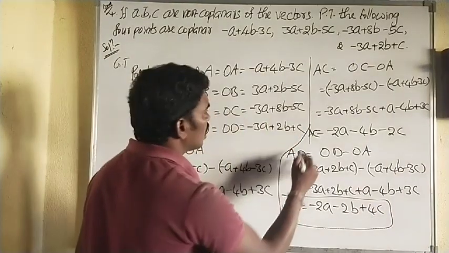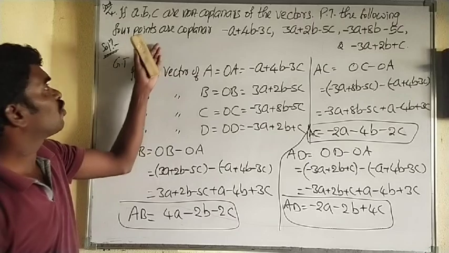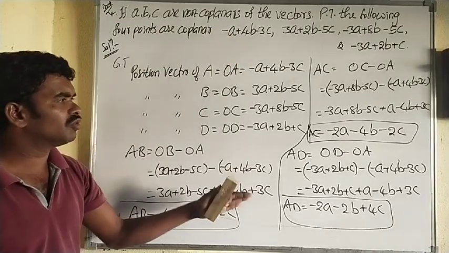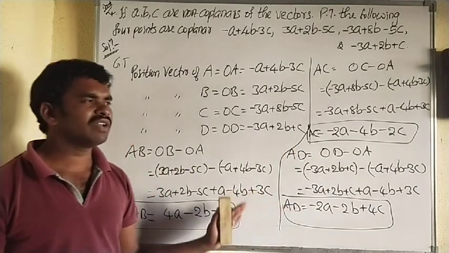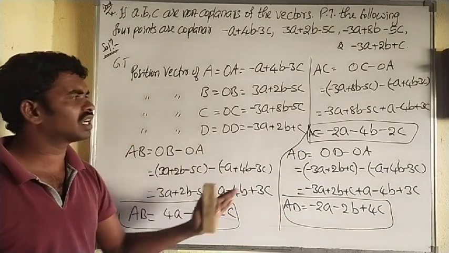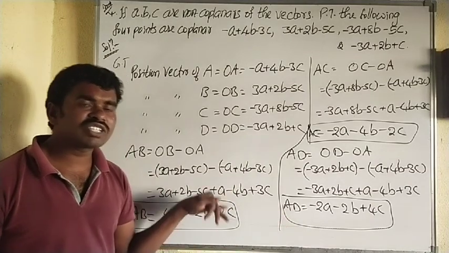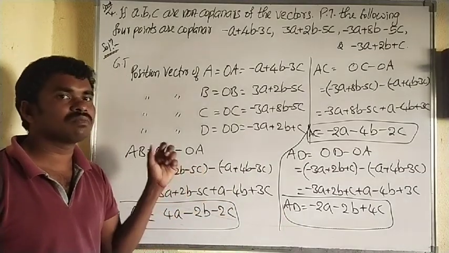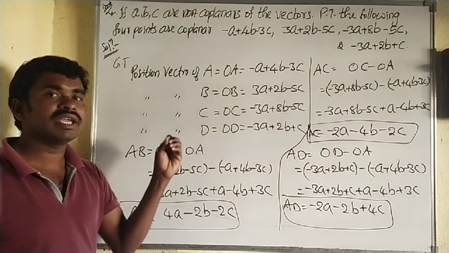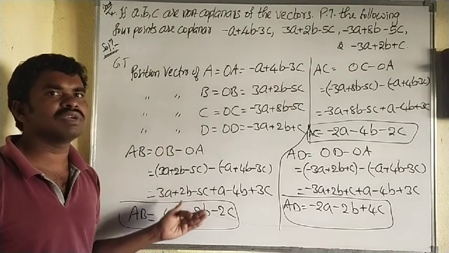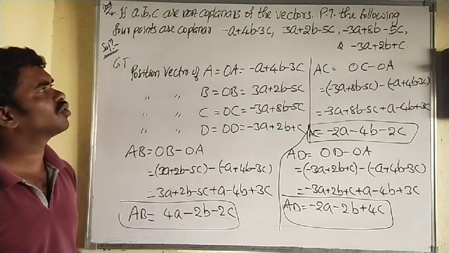To prove that the 4 points are coplanar, we should first find AB, AC and AD, the 3 vectors. After getting the 3 vectors, we should find the determinant of these 3 vectors. We can call this the box AB, AC, AD. So find the value of box AB, AC, AD. If you get the answer 0, then we can write that they are coplanar.